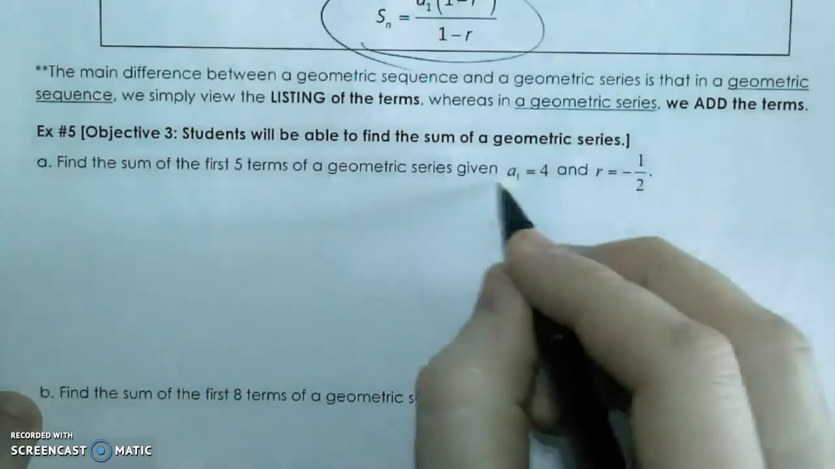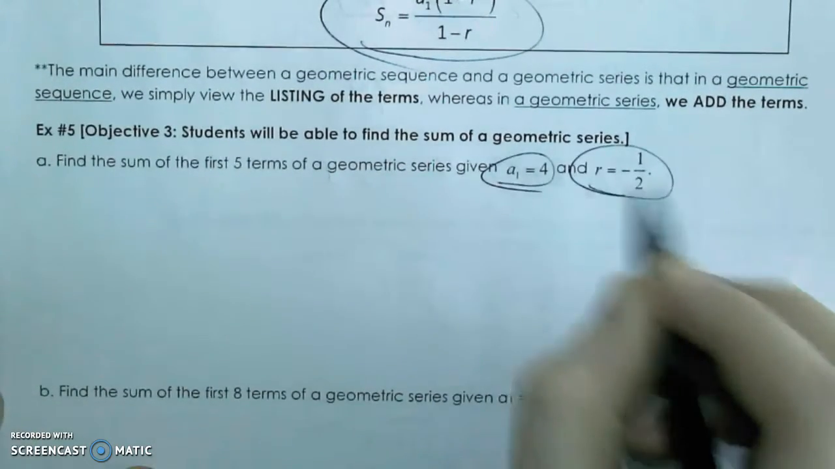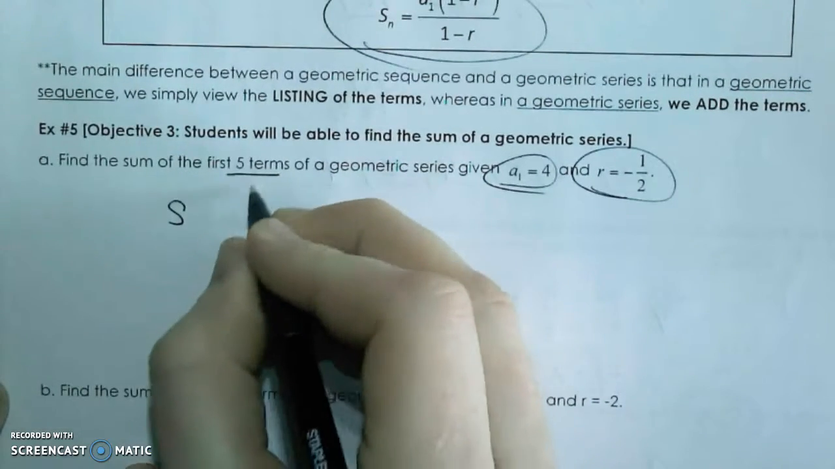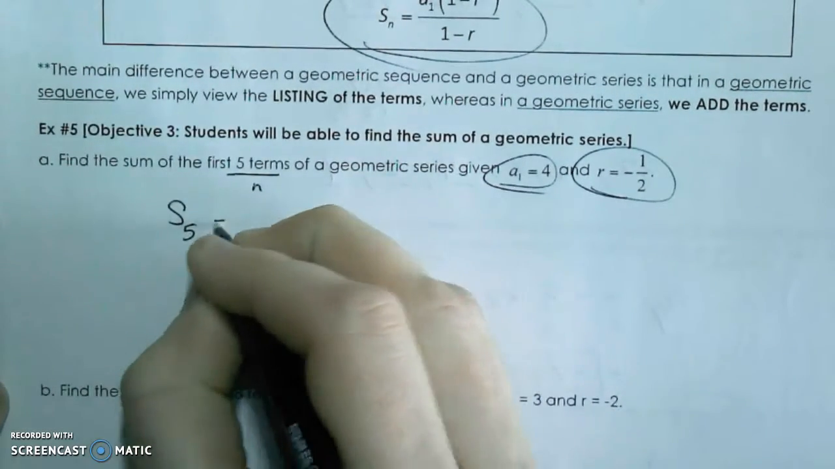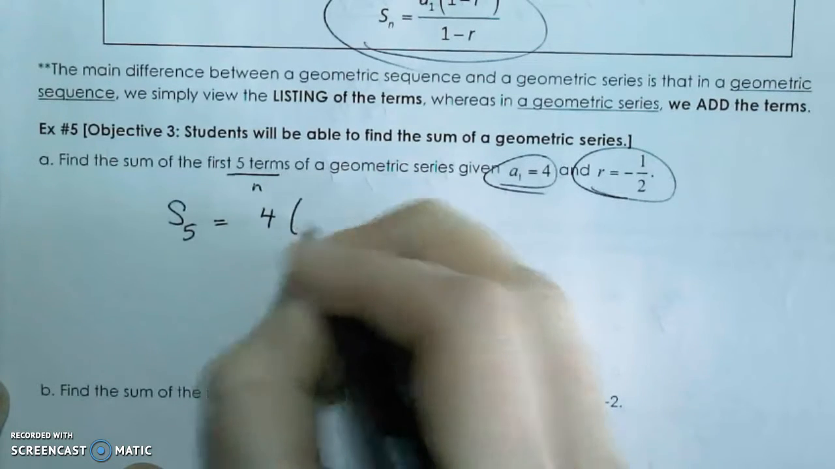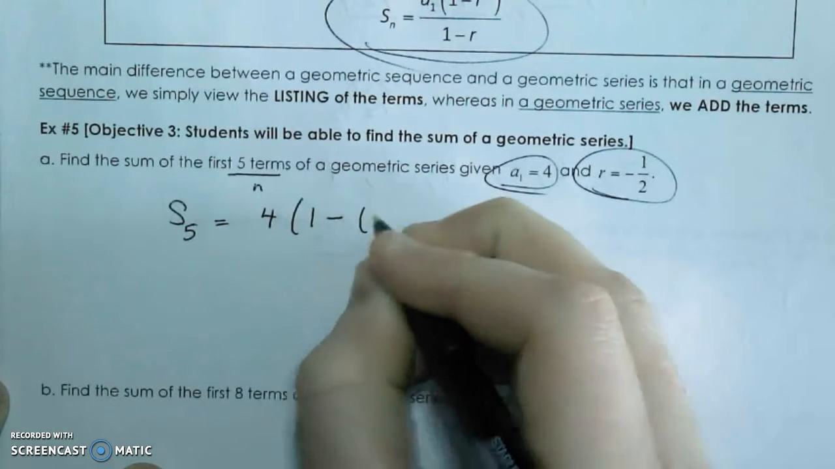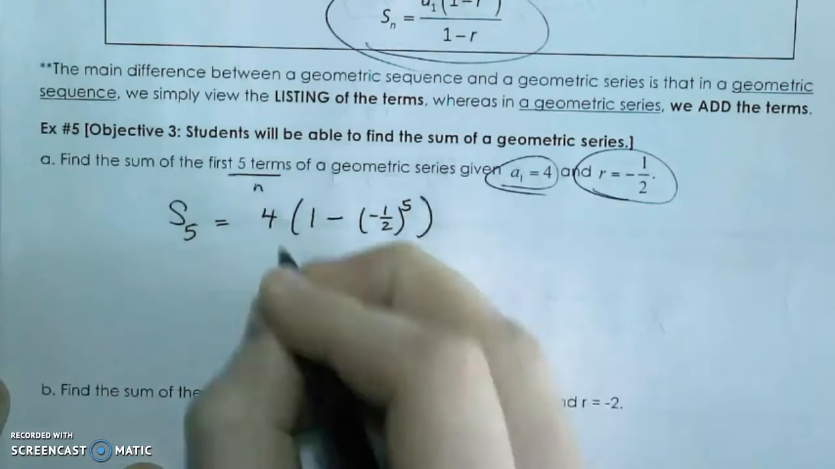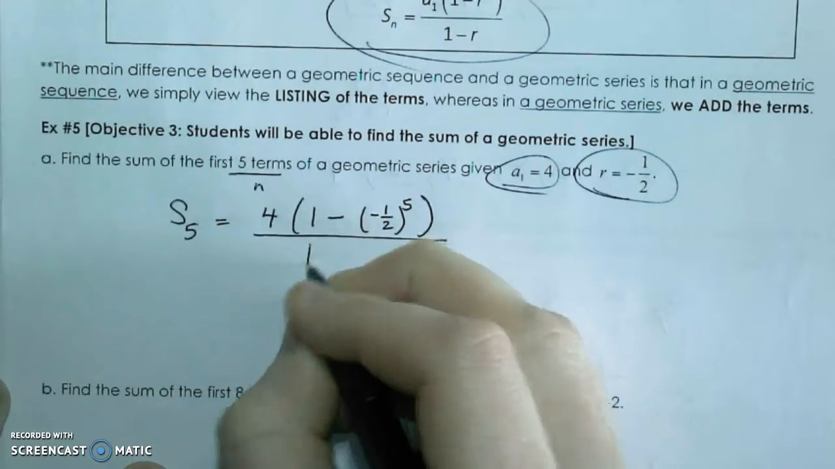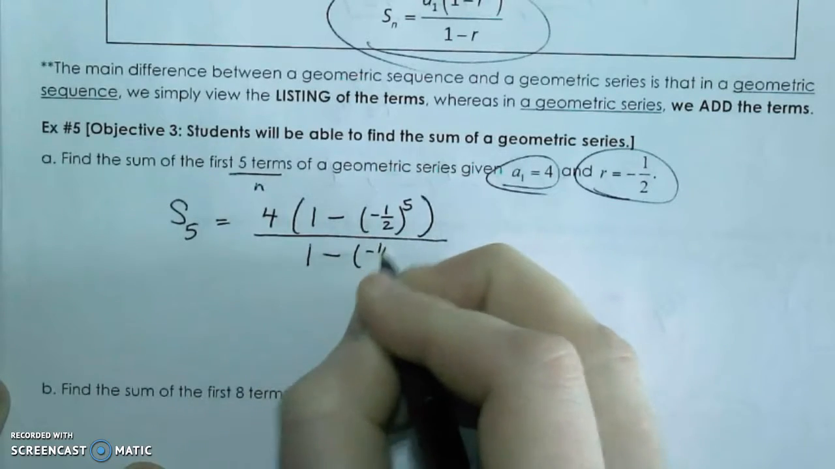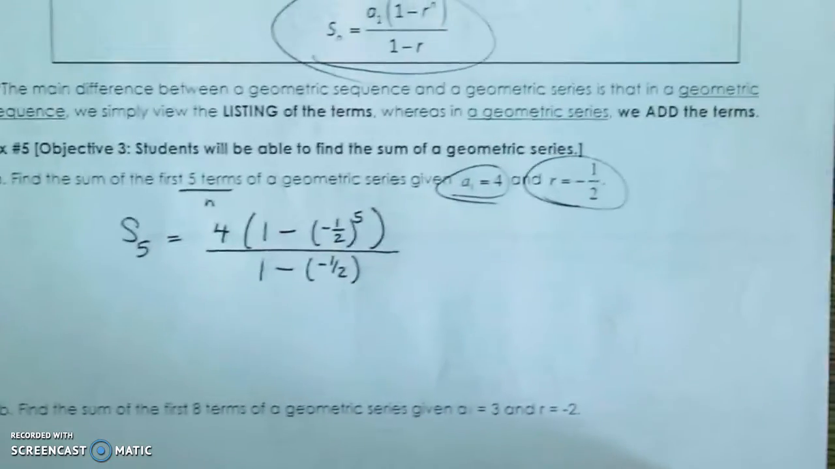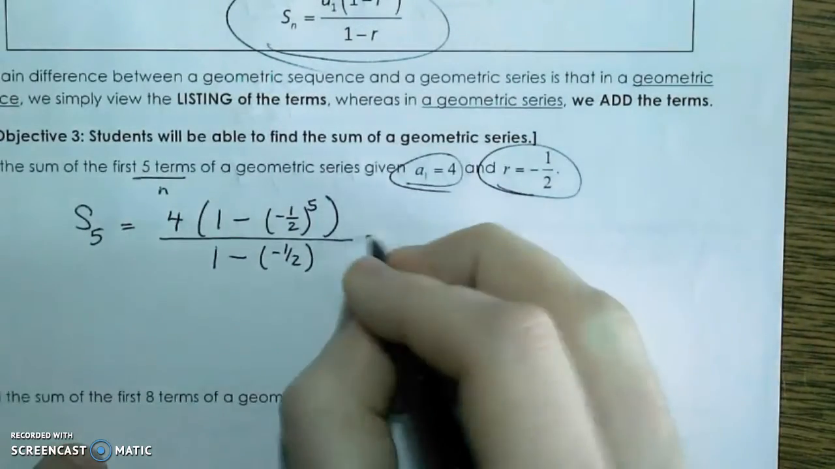I've got a1 is 4 and r. And so we plug that into our equation, and it said 5 terms, so that's n. So a1 is 4, 1 minus negative 1/2 to the nth, which is 5, over 1 minus negative 1/2. So I filled in all of my variables, and then I just want to go through and simplify and solve.